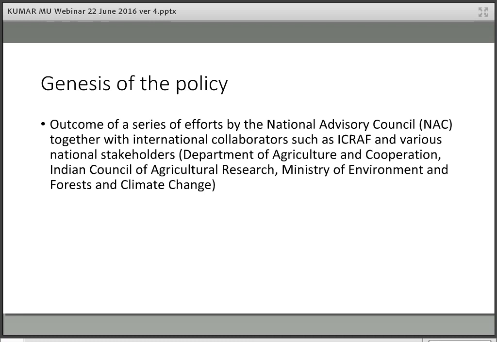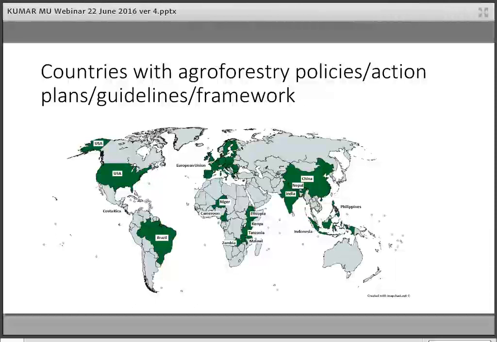Representatives from all these agencies together formulated this policy draft, which was approved by the Government of India and announced during the third World Congress on Agroforestry, held in New Delhi in 2014. Although India is the first country to have a full-fledged agroforestry policy, there are about 15 other countries which have some kind of policy prescription on agroforestry.